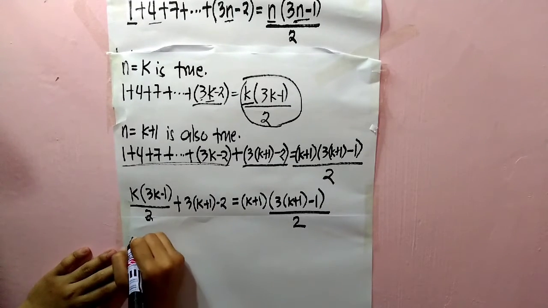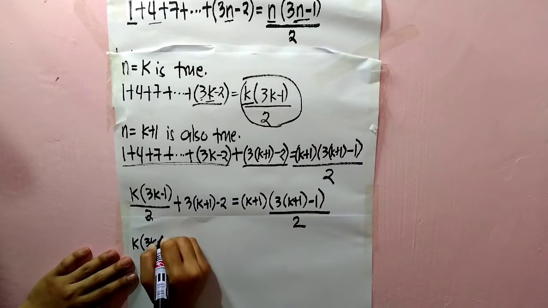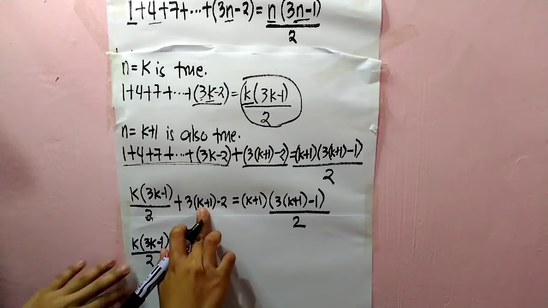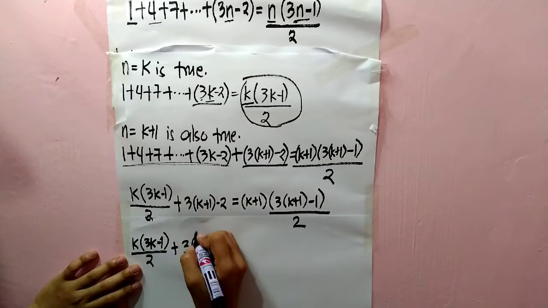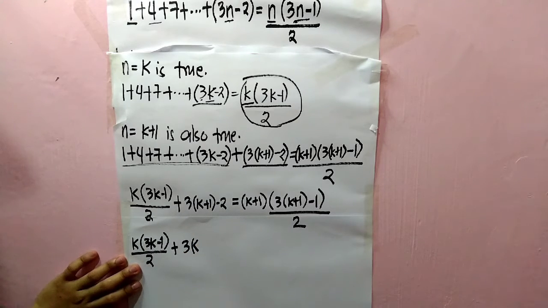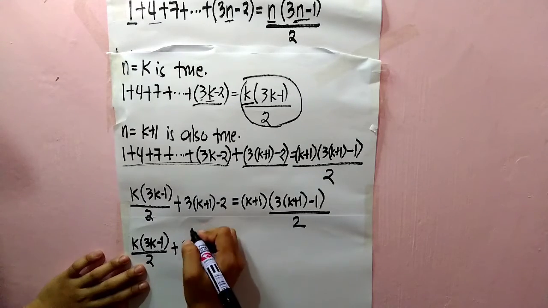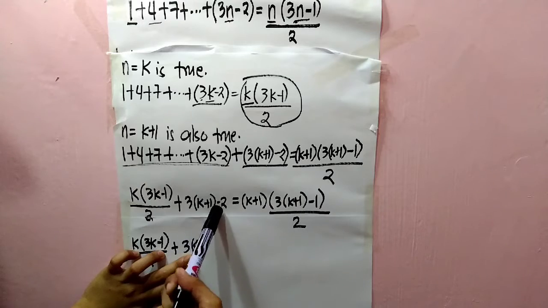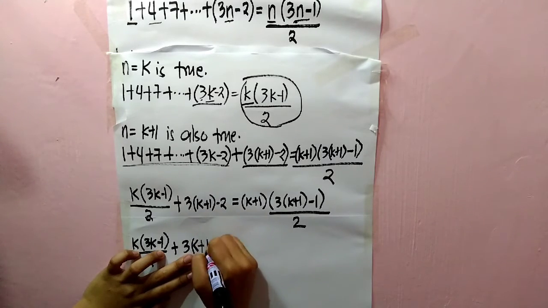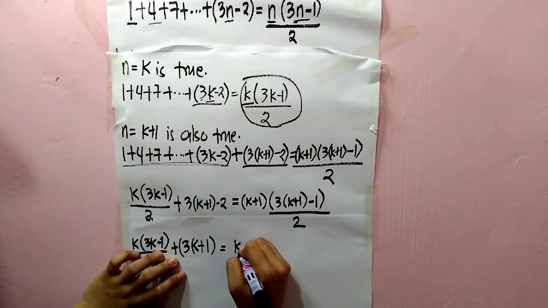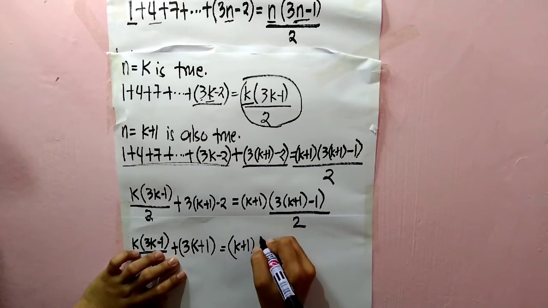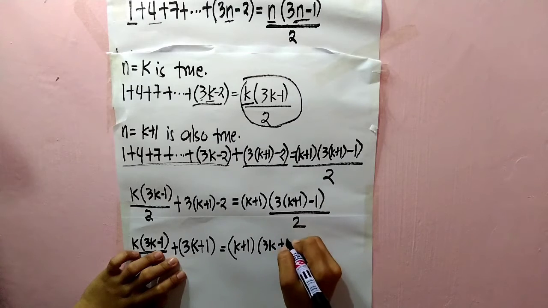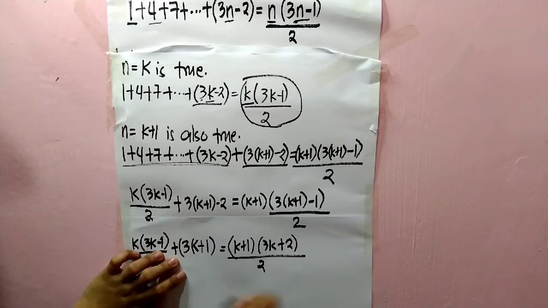So, simplify. Copy k times (3k minus 1) over 2 plus 3k, so 3 times k, we have 3k, 3 times 1, 3, minus 2 is equal to 1, so we have plus 1, equals k plus 1 times 3 times k, we have 3k, then 3 times 1 equals 3, minus 1 is equal to 2, so we have plus 2, all over 2.